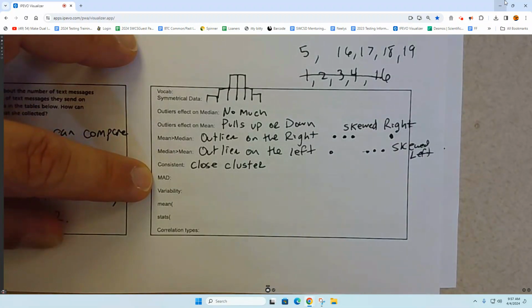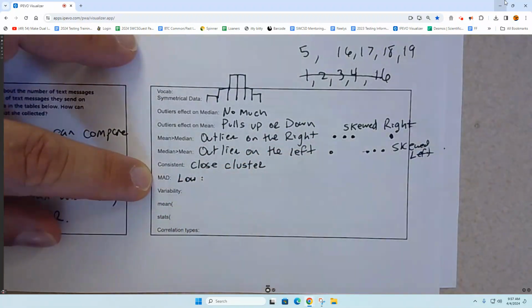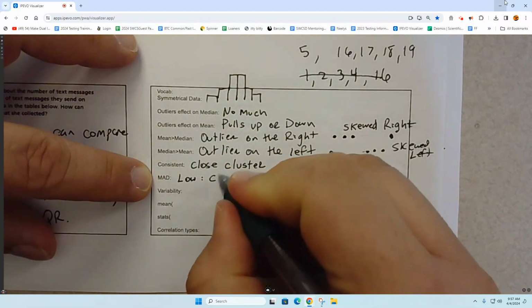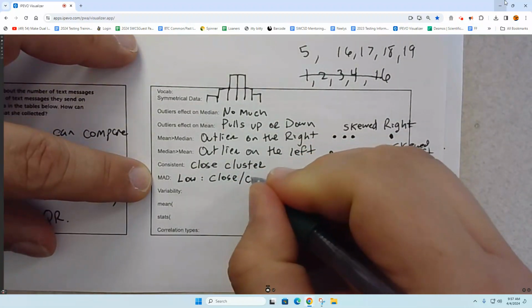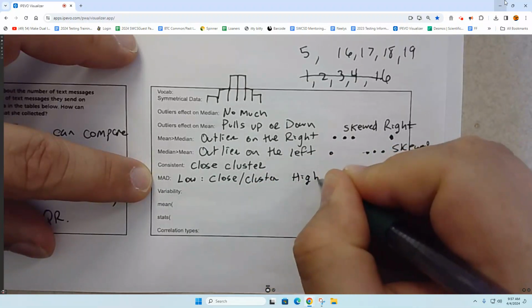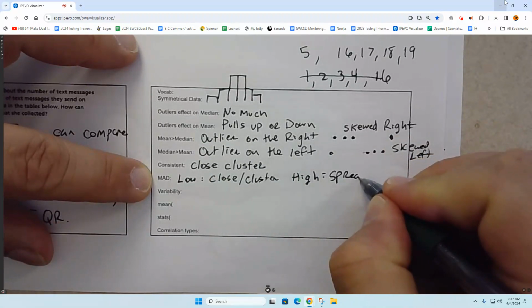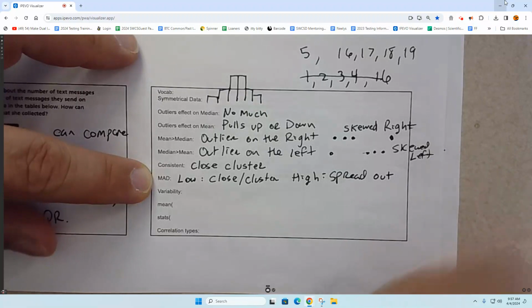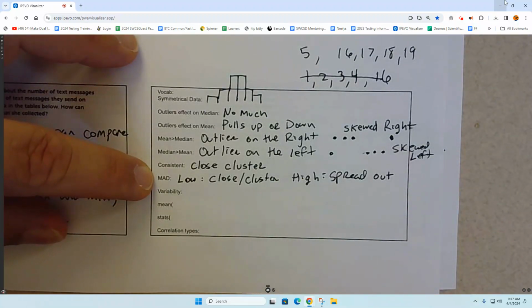Our MAD, we just kind of said this, but if it's low, that means what? It's a cluster. Close together, or a close cluster. And if it's high, that means what? Spread out. Perfect. A lot of the questions are going to be more about what does that mean than finding the MAD.